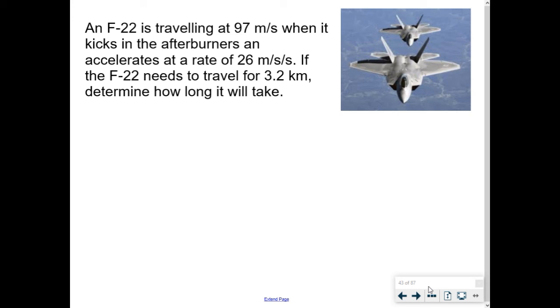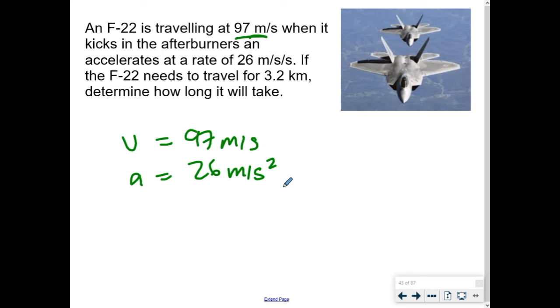So here's my last scenario. This is an F-22 traveling at 97 meters per second. So I know a velocity. It hits the afterburner and accelerates at a rate of 26 meters per second squared. It was traveling 97 and accelerated. I think that was the initial velocity. It doesn't say as much, but that's implied. It tells me that we're going to travel for 3.2 kilometers, and in my head I'm just going to make it 3,200 meters just to save us some time. And the question was, well, how long will you need?